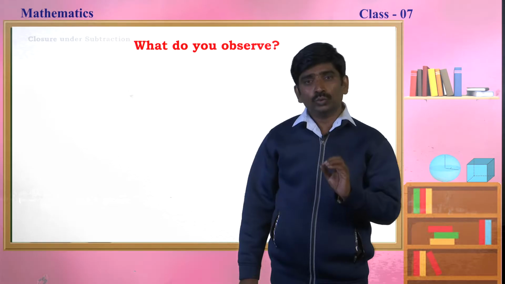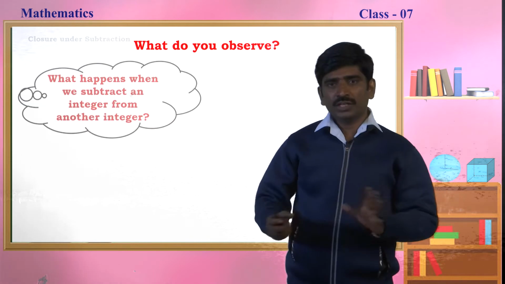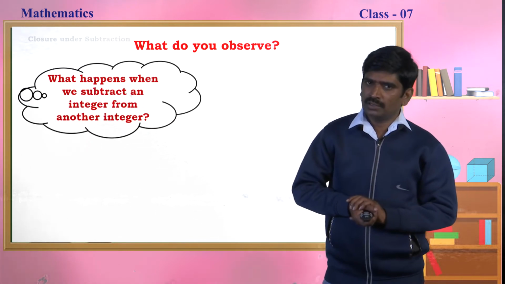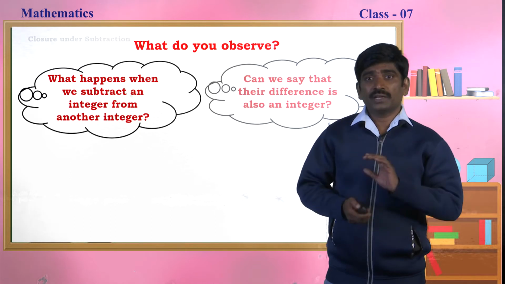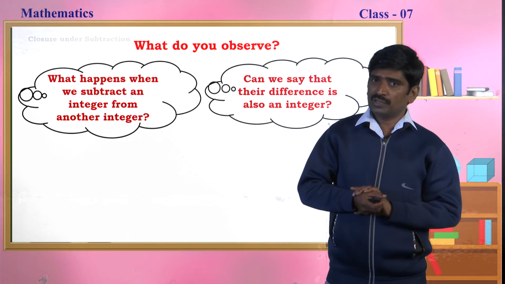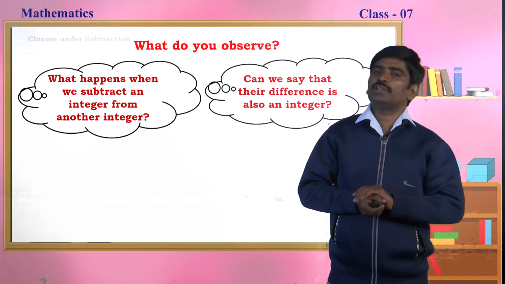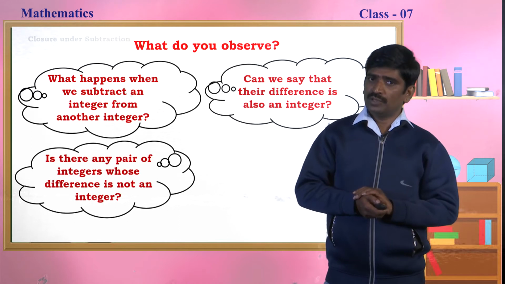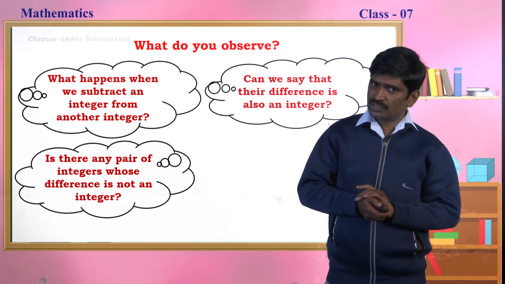We observe this. What do you observe here? What happens when we subtract an integer from another integer? We get an integer. Second, can we say that their difference is also an integer? Yes, their difference is also an integer. Next, is there any pair of integers whose difference is not an integer?